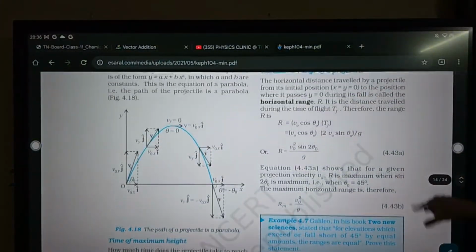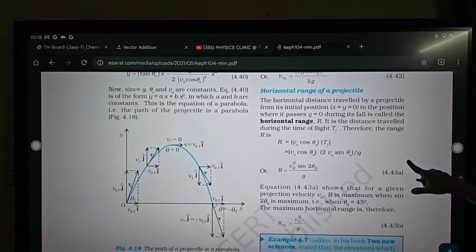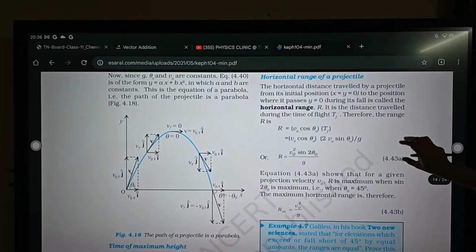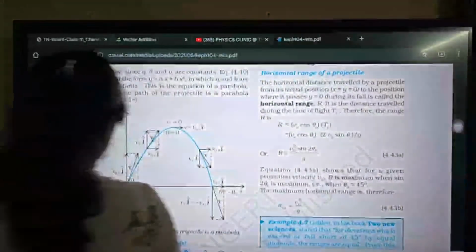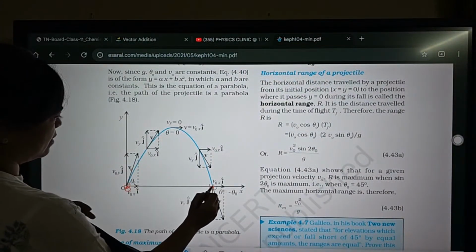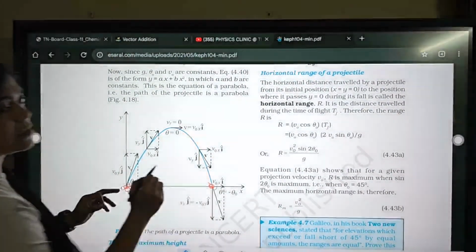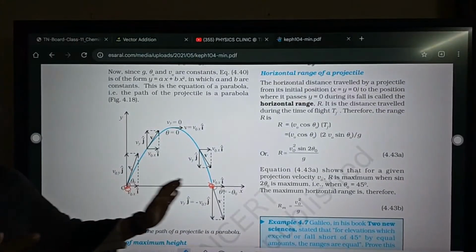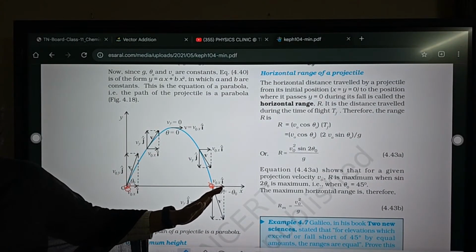So this is the maximum height. Then horizontal range. What is that horizontal range? This x distance: how much distance it takes to hit the ground.